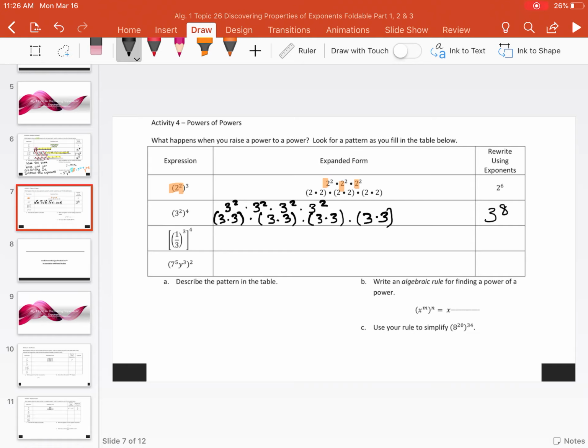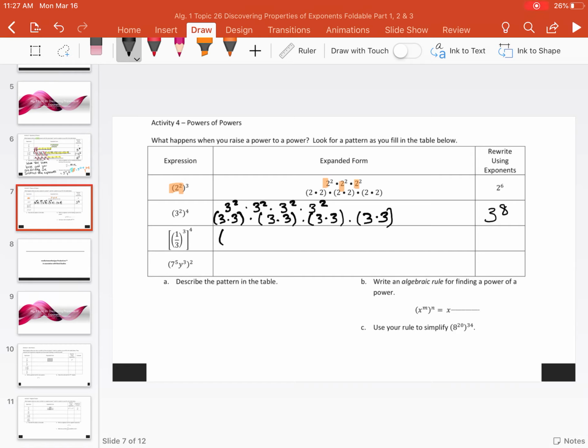Now we can also do it with fractions. Fractions are our friends. They are numbers too. So this is 1/3 to the 3rd power raised to the 4th power. Notice here how we're using both parentheses and brackets. That's to differentiate between the two. Now this 1/3, we're going to see it 3 times, and then that whole grouping of 3, 4 times.